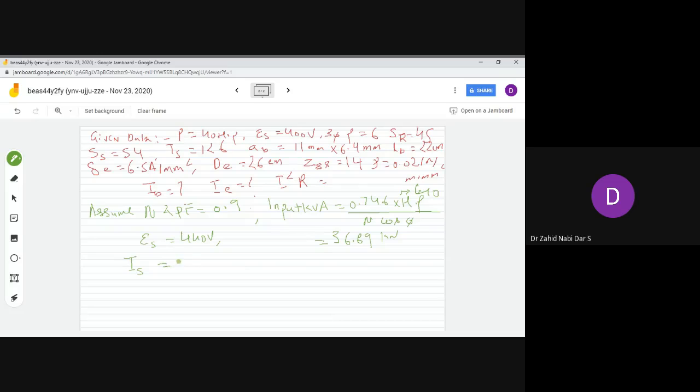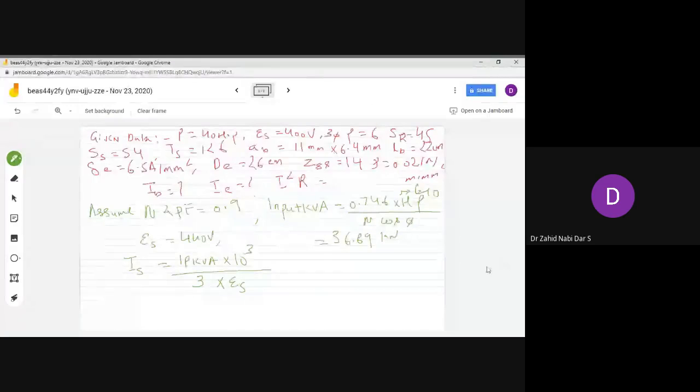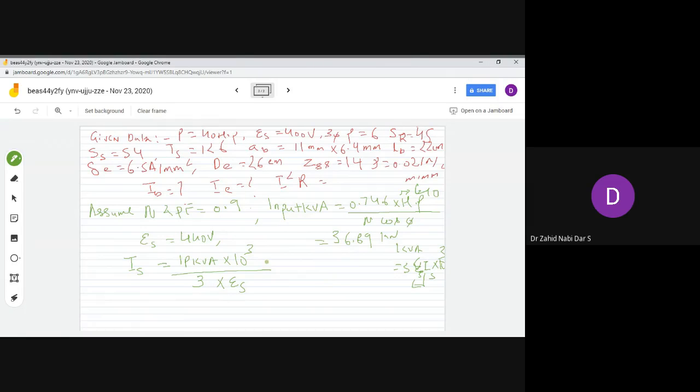So the current IS would be input kVA into 10 power 3 divided by 3 into ES. Basically, what we did is, kVA is 3 VI into 10 power 3. So we needed this IS, 3 ES IS, so that's why I substituted here.